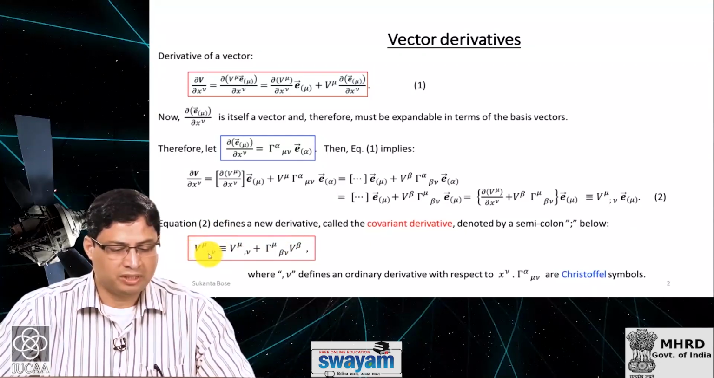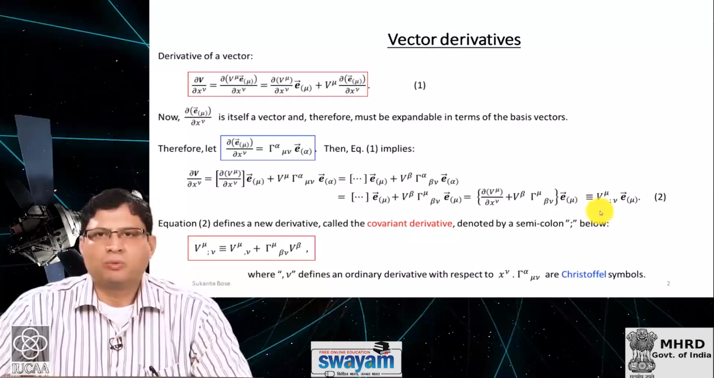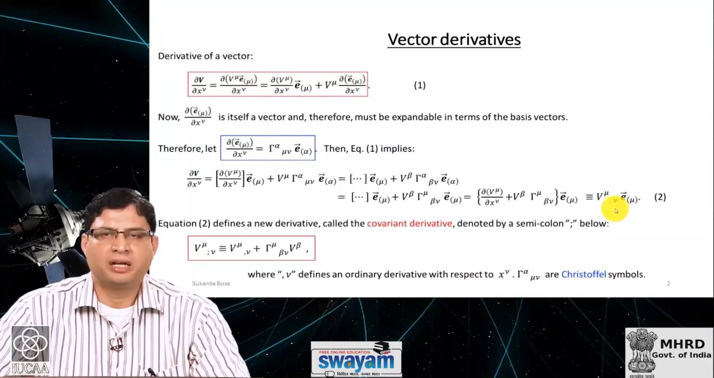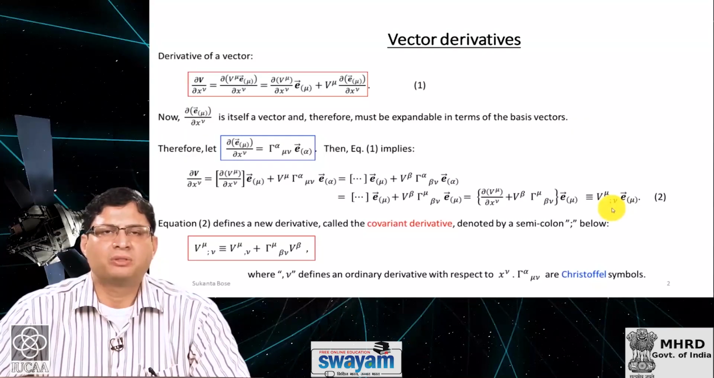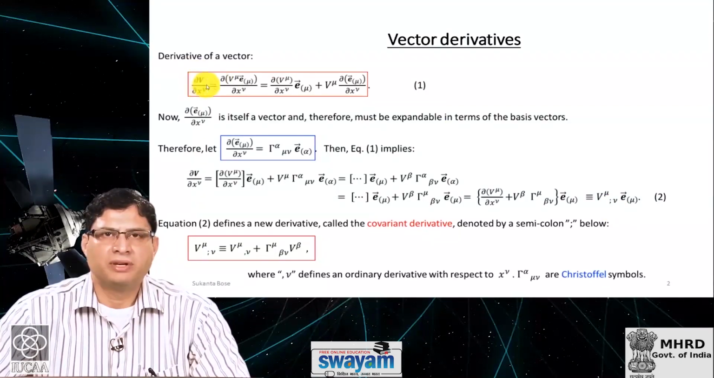So we say that the covariant derivative of v mu with respect to x nu, so v mu semicolon nu, is defined as the covariant derivative of the vector components v mu with respect to x nu. And this is an important quantity that is required to define the spacetime derivative of any vector, which is why we rewrite it again in this red box.